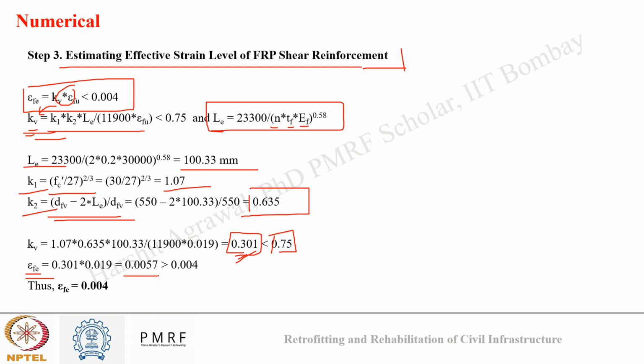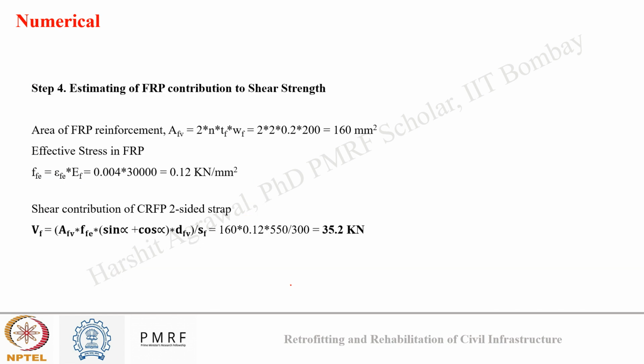I can calculate the effective strain in FRP, and it will be 0.301 times 0.019, so it will be 0.0057. Since this value is greater than 0.004, my epsilon Fe will be 0.004 only. This shows that instead of debonding, which should happen in a two-sided strip here, FRP rupture is governing the failure, because for rupture, we saw earlier in the equation the strain is 0.004. So here FRP rupture will happen before debonding. You can also conclude this from this value.